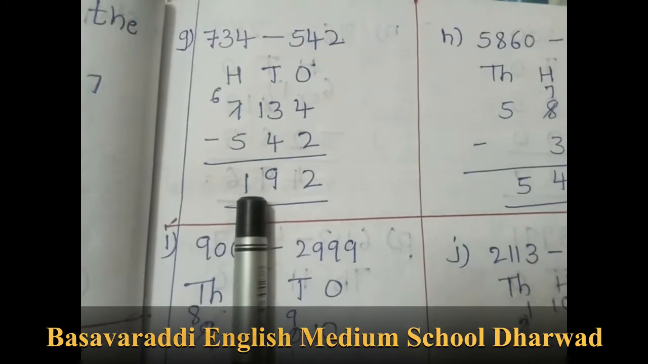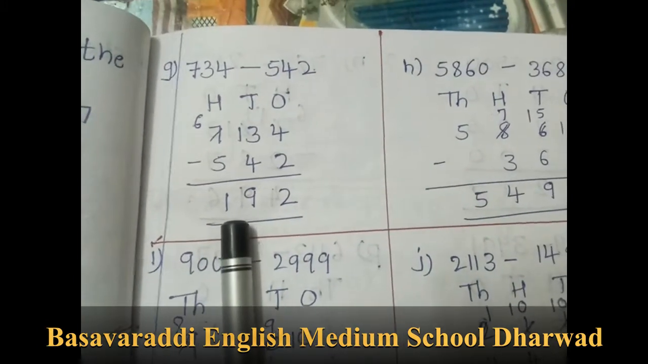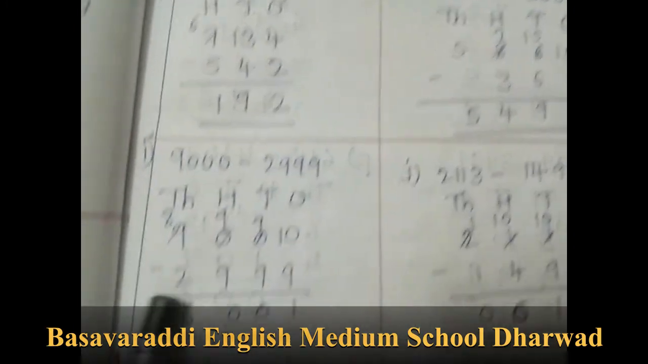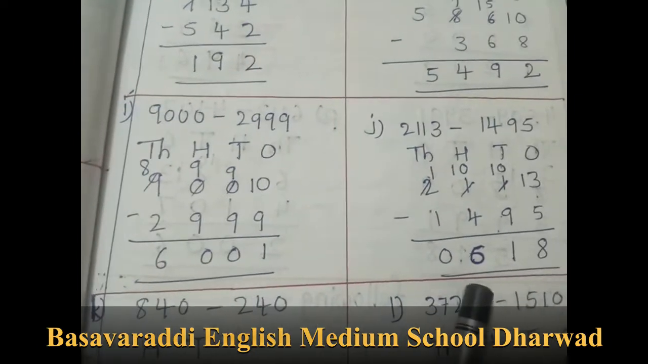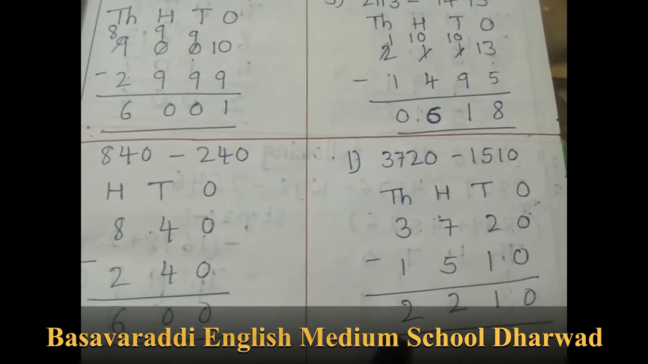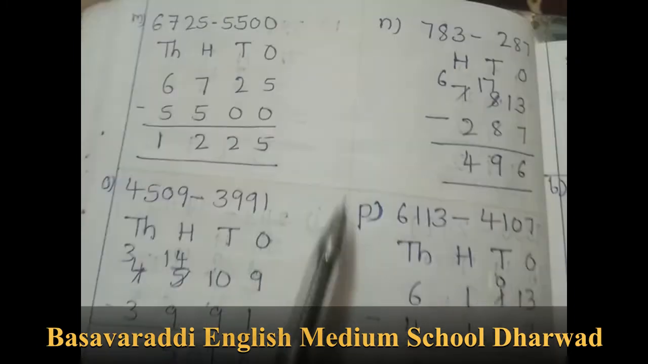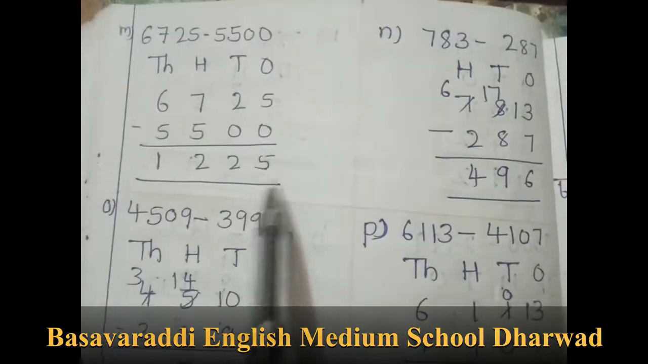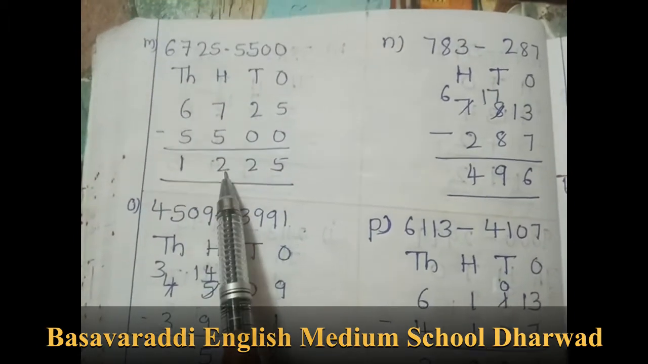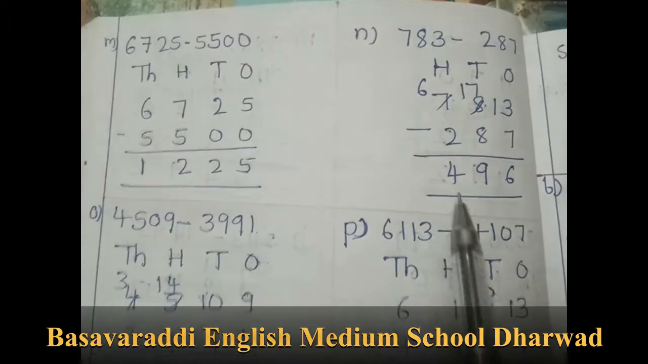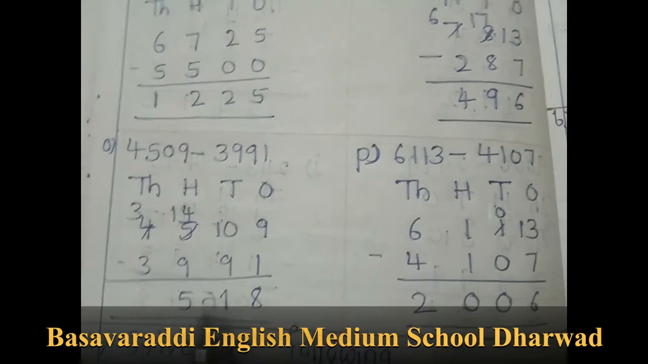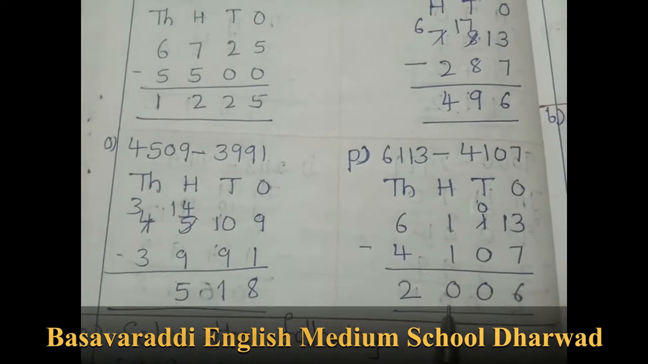Review means again practice for this one. G1 answer is 192, then 5492, and I1 is 6100, and here it is 680 and 600, and L1 is 2210. This is again a practice for you, but I have done this one for you and you have to practice this one. So M1 is 1225, N1 is 496, O is 518 and P1 is 2006.